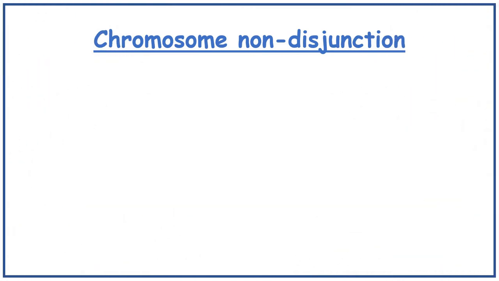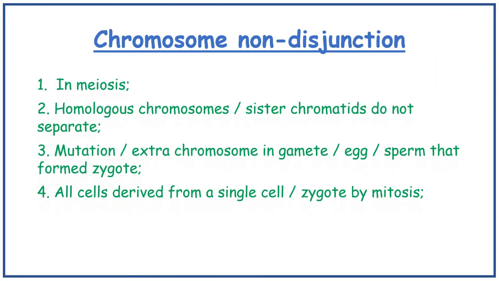Chromosome non-disjunction. So in meiosis, homologous chromosomes or sister chromatids do not separate properly. This can cause an extra chromosome in the gamete, the egg or sperm, that then forms a zygote, and because all cells are derived from the zygote by mitosis, all cells will have the extra chromosome.